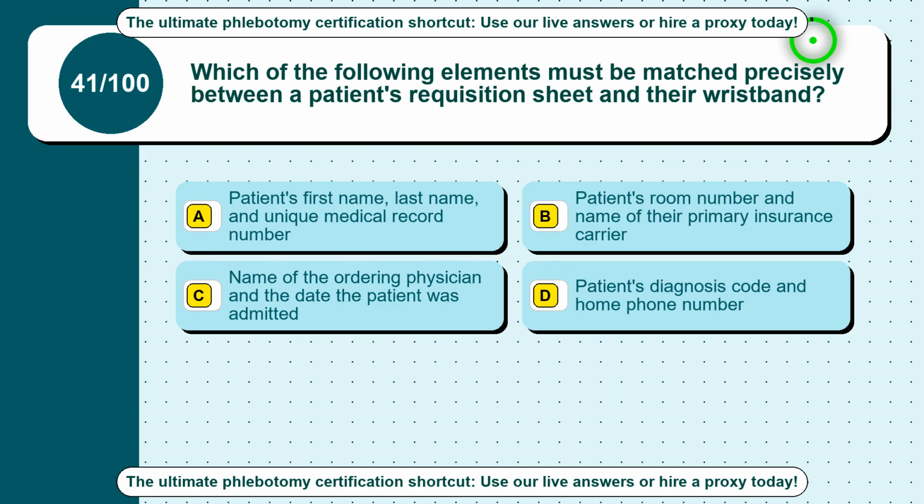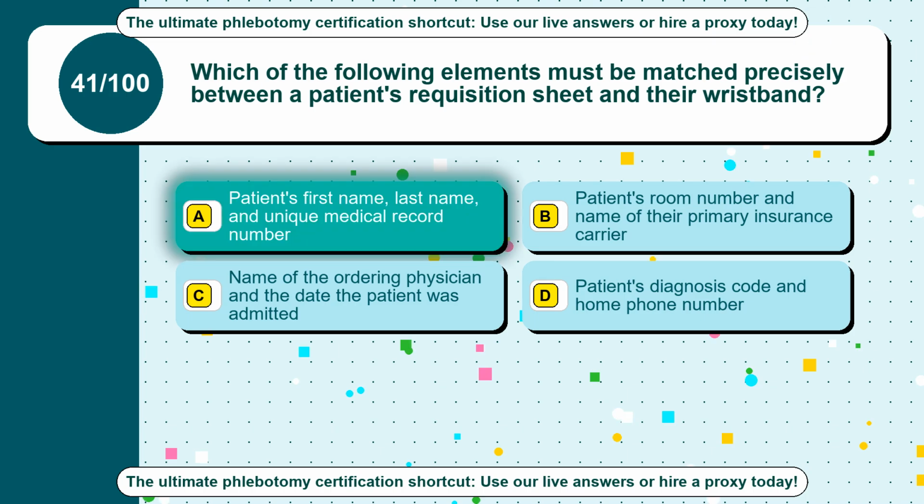Question 41. Which of the following elements must be matched precisely between a patient's requisition sheet and their wristband? Option A, patient's first name, last name, and unique medical record number. Option B, patient's room number and name of their primary insurance carrier. Option C, name of the ordering physician and the date the patient was admitted. Option D, patient's diagnosis code and home phone number. The correct answer is option A, patient's first name, last name, and unique medical record number.